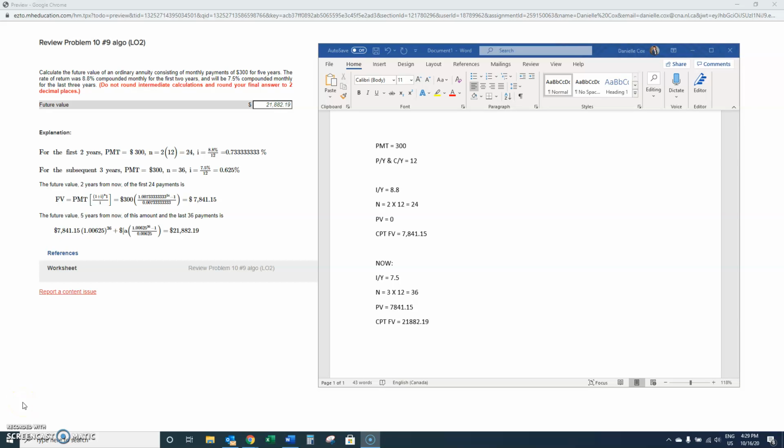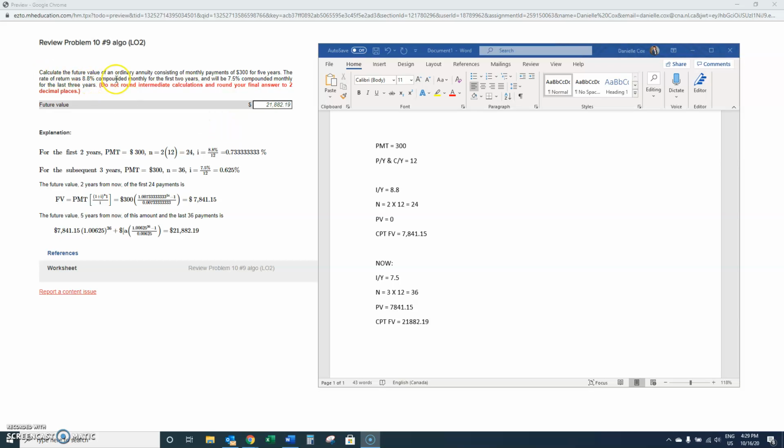Okay, I'm going to take a look at a question that was on the assignment for Chapter 10 and 11. Calculate the future value of an ordinary annuity consisting of monthly payments of $300 for 5 years. The rate of return was 8.8% compounded monthly for the first 2 years and will be 7.5% compounded monthly for the last 3 years. So we have to find the future value.